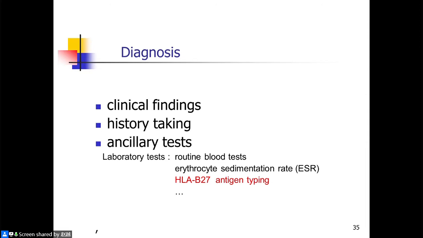Therefore, patients with acute anterior uveitis should be asked for a detailed history, especially whether there is lumbosacral pain, joint swelling, urethritis, digestive tract or reticuloendothelial system abnormality, and other systemic lesions, to determine whether it is accompanied by ankylosing spondylitis, reactive arthritis, inflammatory bowel disease, psoriatic arthritis, tuberculosis, or syphilis.